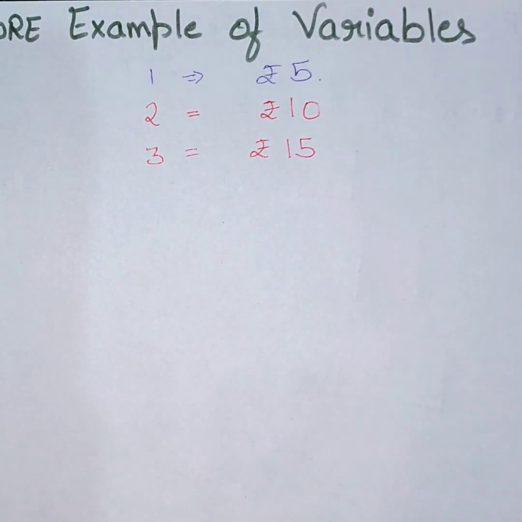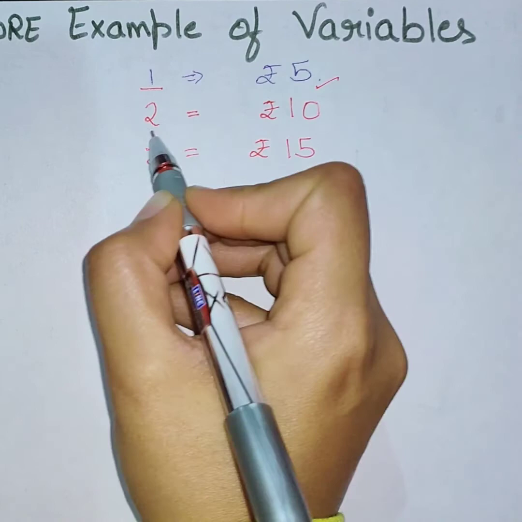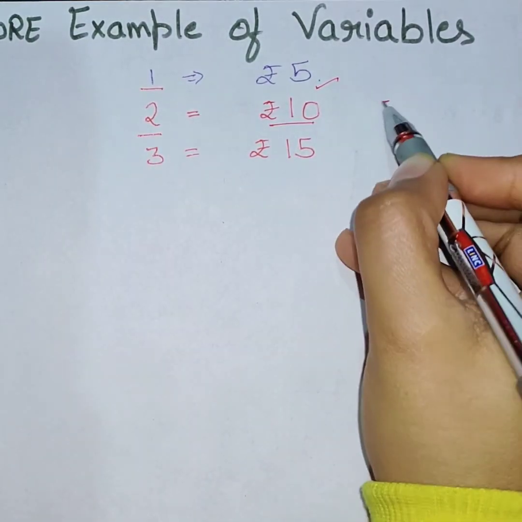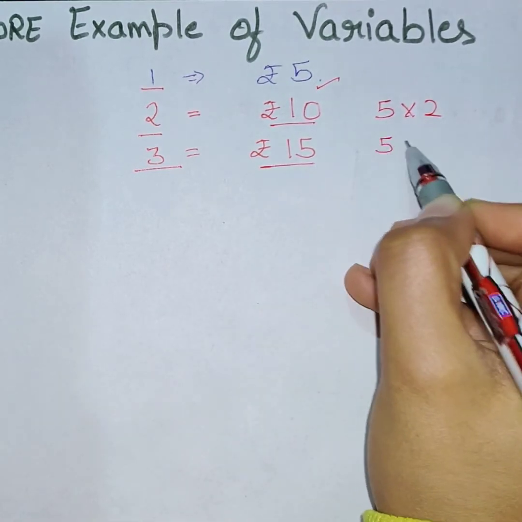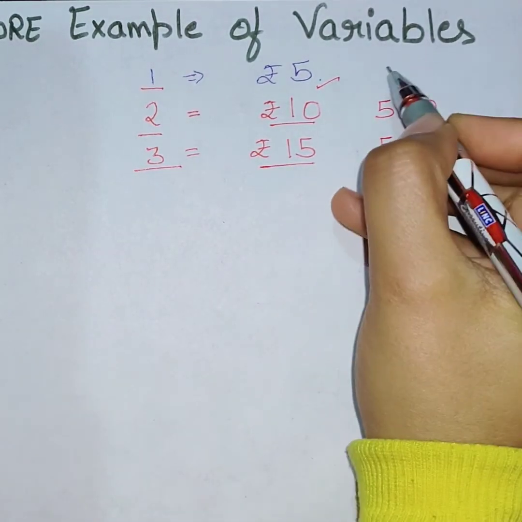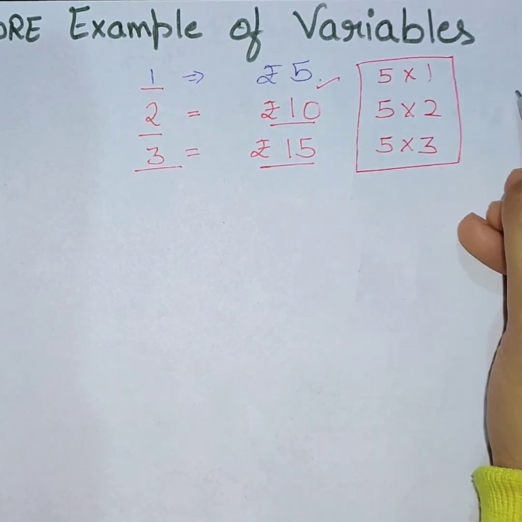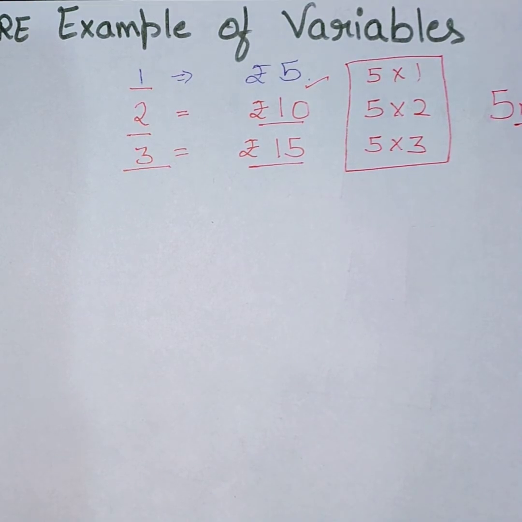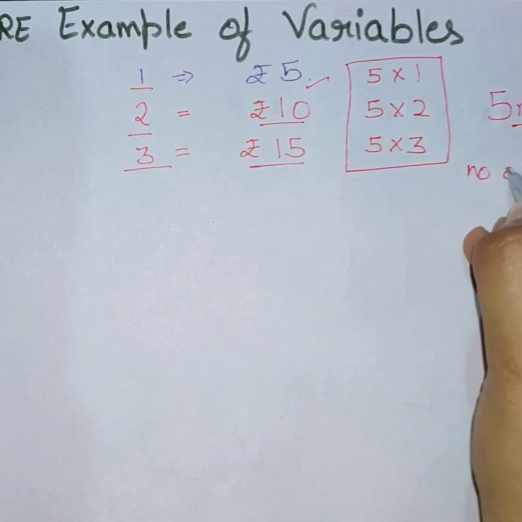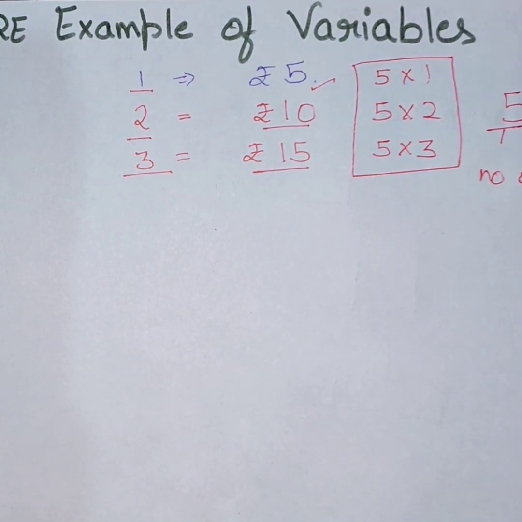So how are you getting the cost of different numbers of chocolates? One chocolate 5, two chocolates 10, that is 5 into 2, 3 chocolates 15, that is 5 into 3. So we can derive a formula from here, that is 5 into n for finding the cost of chocolates. n will be the number of chocolates and 5 is the cost of one chocolate.